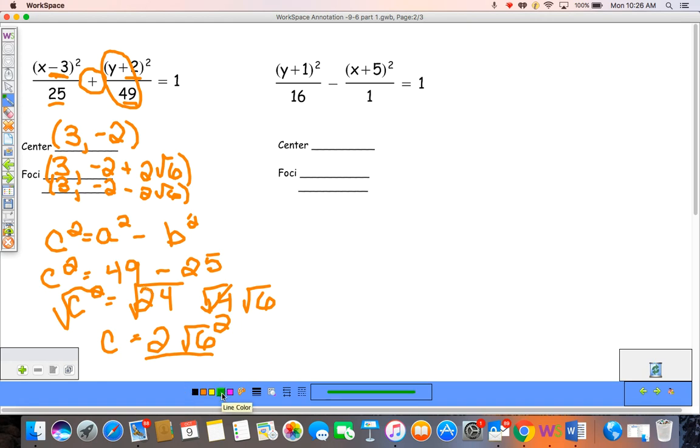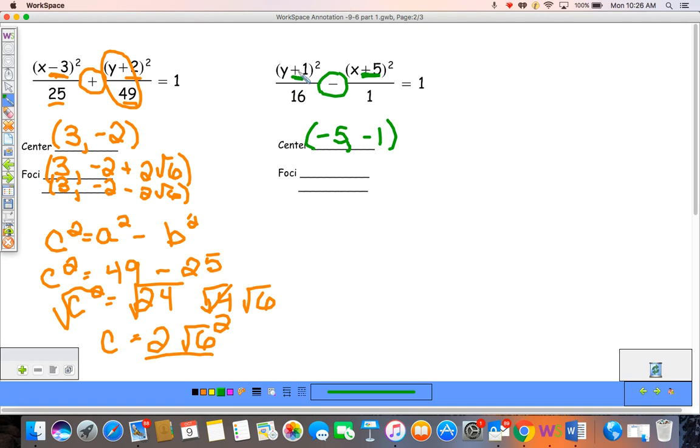Let's look at the next one. The next one is an ellipse. I know that because it's minus. The center is the opposite of what's with your x. So in this case, it's -5. And the opposite of what's with your y, which is -1.